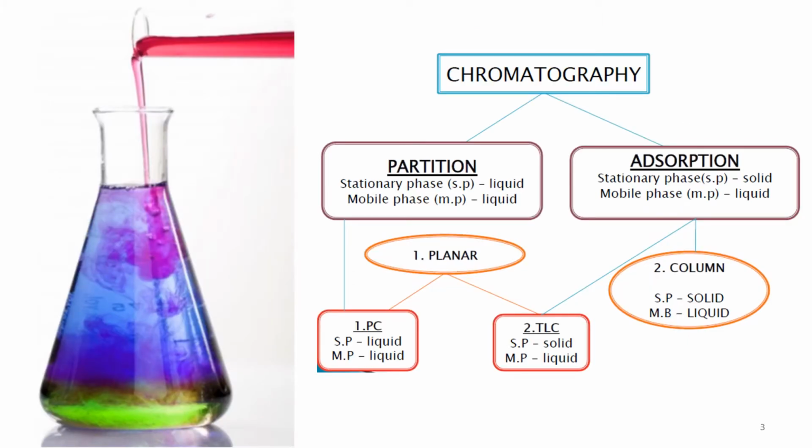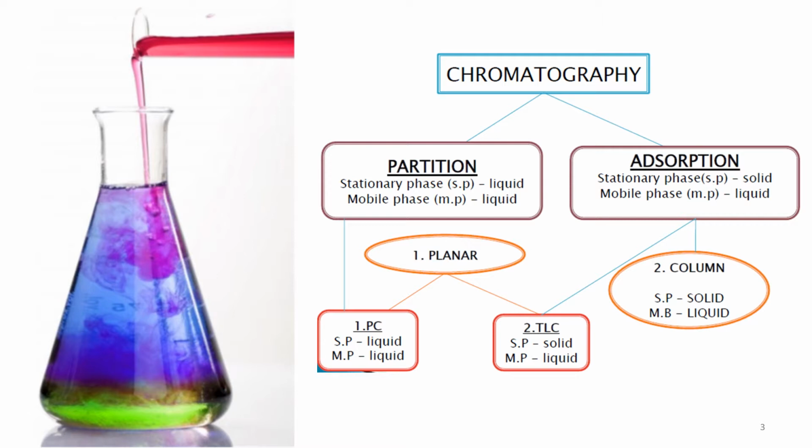Okay, as I said before, chromatography, partition, involves a partition phase where the stationary phase is a liquid and the mobile phase is liquid, while adsorption has a solid stationary phase and a liquid mobile phase. So under partition we have paper chromatography, where the stationary phase is liquid and the mobile phase is also liquid. While for adsorption, we have column.